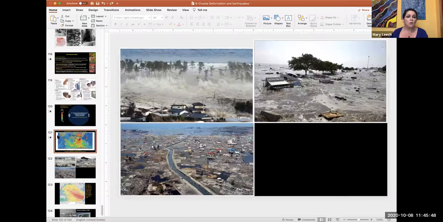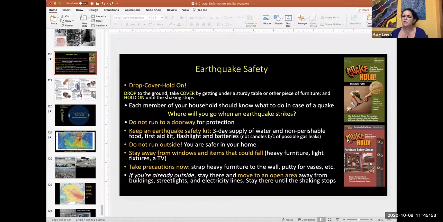Wait, where was I? I lost track. This is just a brand name. There are other companies that make this stuff, like this museum putty that you can put a little gob of under vases and then stick it on the top of your bookshelf or whatever so that it won't fall during an earthquake. So if you've got things that are valuable or family heirlooms, you want to protect them. You want to strap heavy furniture, like this china cabinet, to the wall because tall, heavy things can tip. If the shaking is in a particular direction, it's going to tip.